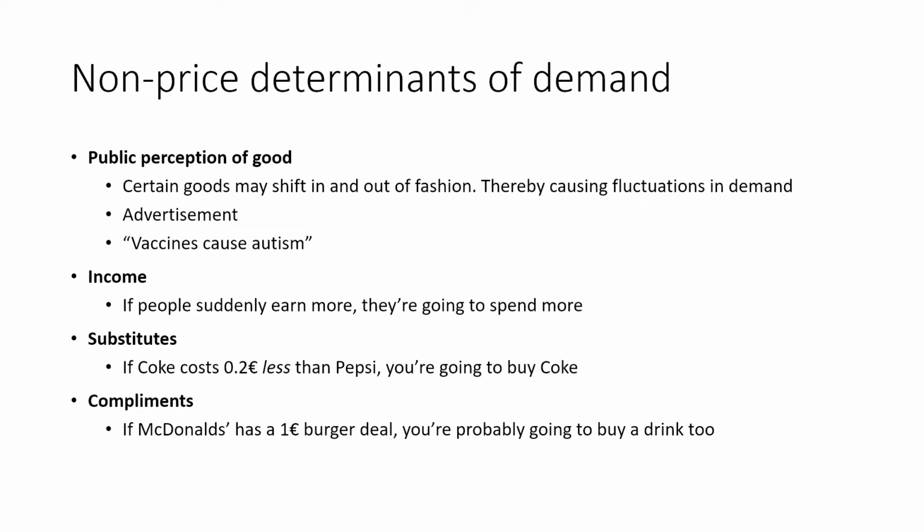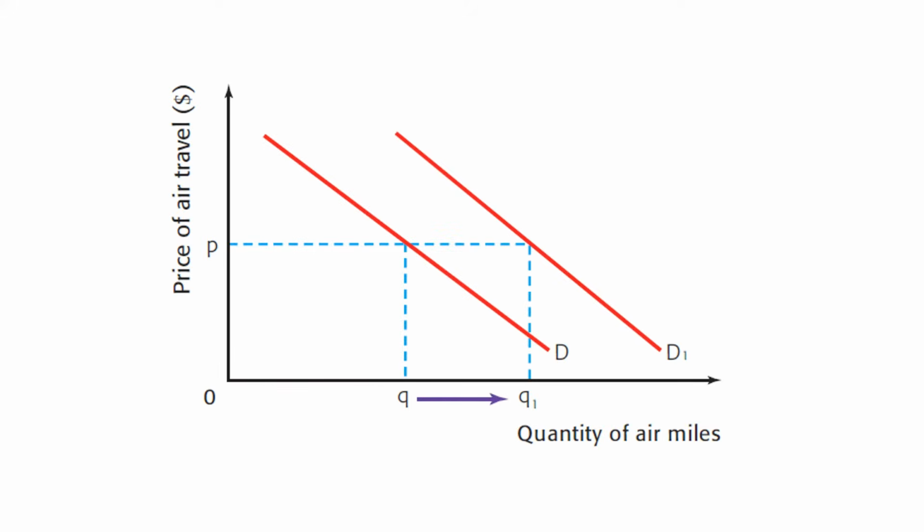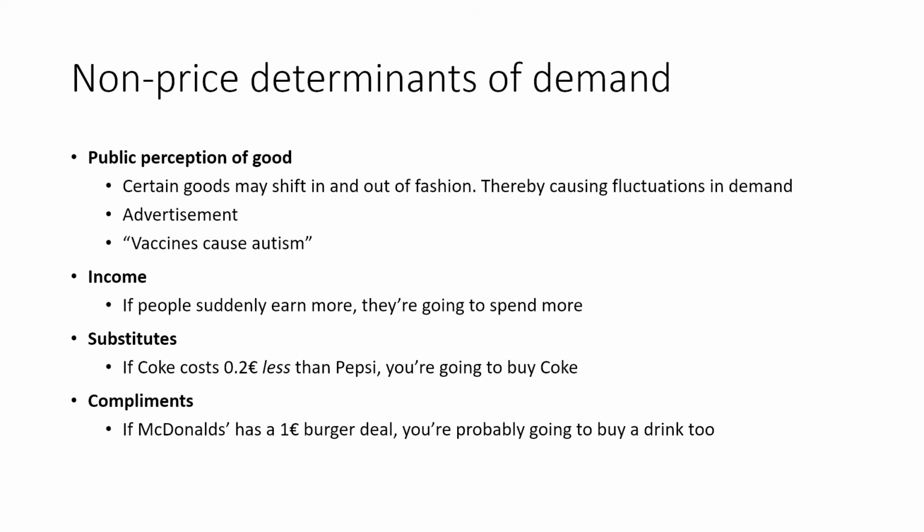And so something can cause shifts in demand, which is when the demand curve shifts in or out. This is caused by the non-price determinants of demand, which is the public perception of a good.